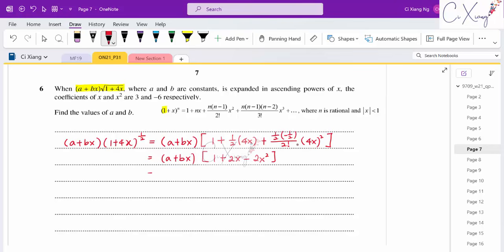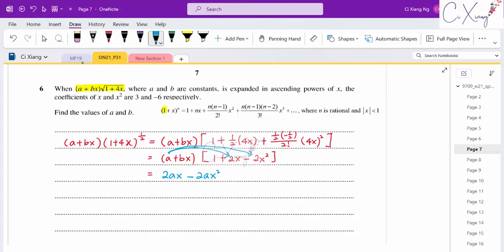Okay, and now we are interested in the term which is actually x and also x squared. Therefore, I will want to expand the term that will give me x and x squared. So for the first bracket here, a, I need to multiply it with 2x so that I will get something with the x, right? So I'm having 2ax. Okay, then for this term a, I need to multiply with this term also so that I can get something with x squared. So I'm having negative 2a then x squared.